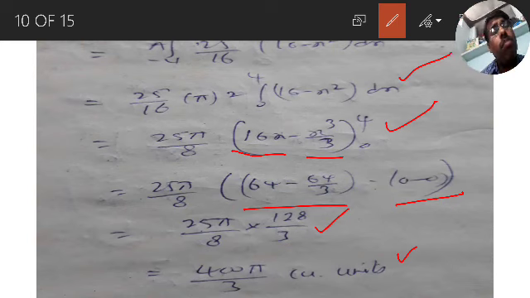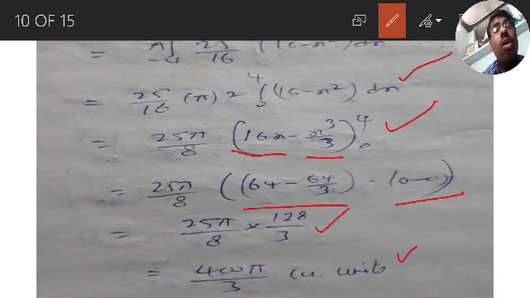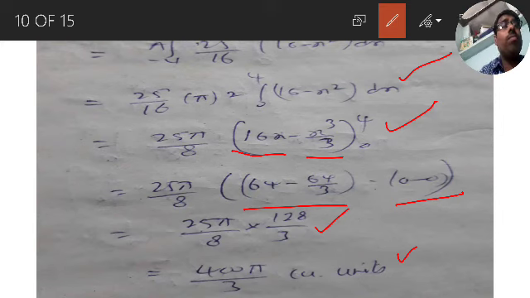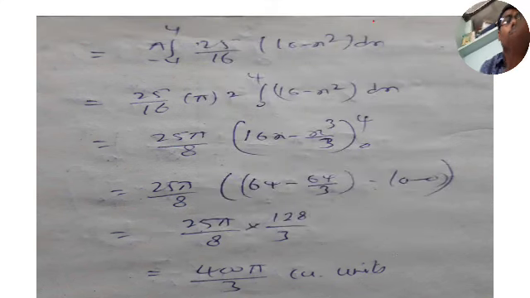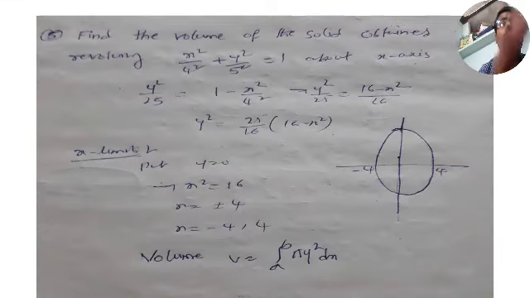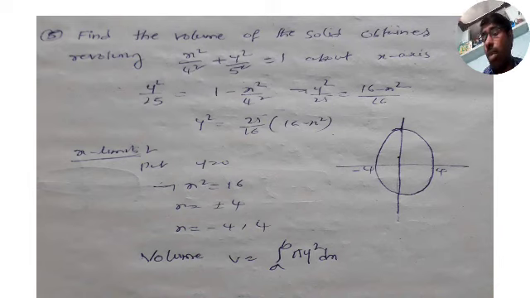This is a many times repeated problem. Here we rotated about the x-axis. Same thing you can do with rotation about the y-axis. Are you getting it, guys? So this is my problem, 400 pi by 3 cubic units. That's it. Yes, this is the fifth problem we covered: the volume of a solid generated by revolving an ellipse about the x-axis.